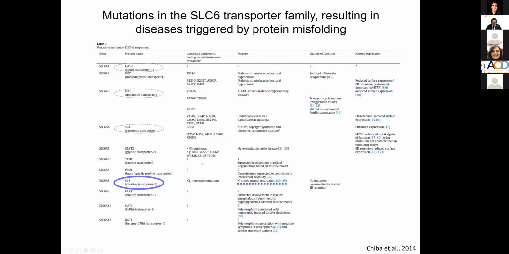Because typically when you see a missense mutation, could it be a loss of function mutation? Could it be a gain of function mutation? So all these questions we start to ask. Now we will take one step back and we will ask how this protein is formed?